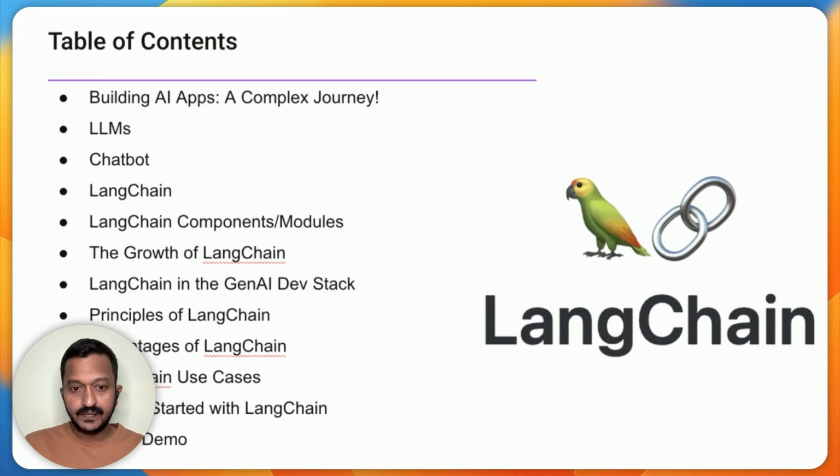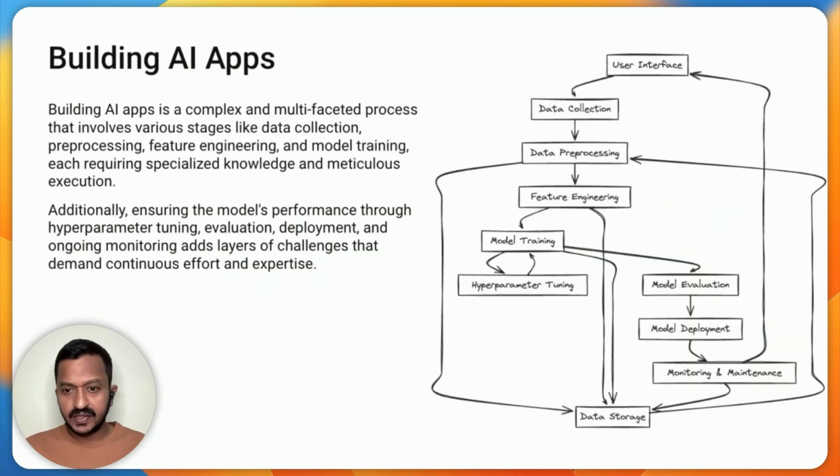So let's get started. Building AI applications, as you can see in the workflow image, is a very complex and multifaceted process that requires a lot of effort and skill set. And we already know that there's a lot of skills gap. The Gen AI ecosystem is growing day by day. New LLMs are coming up every day and we have moved from just naive RAG to advanced RAG to multimodal RAG to agentic RAG. Things are moving very fast, but there's a skills gap.